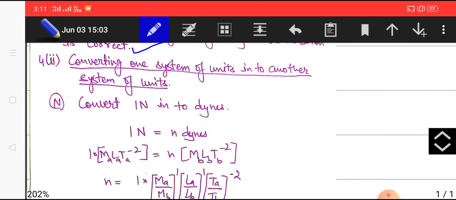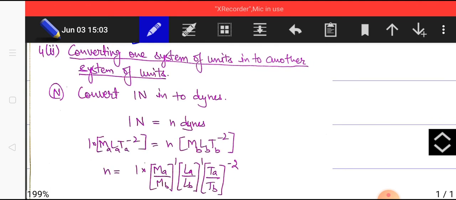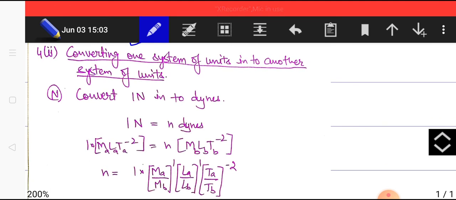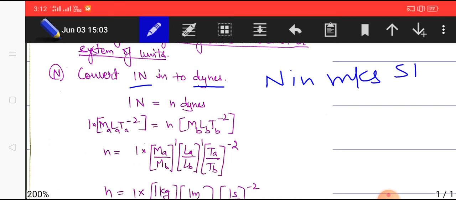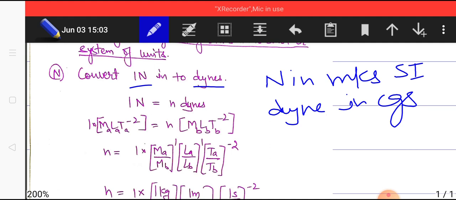There are so many examples in Pradeep's book. Let us discuss converting one system of units into another system of units. Converting 1 Newton into dynes. We know that Newton is the unit of force in MKS system, or we can say SI system, and dyne is the unit of force in CGS system. CGS is centimeter gram second, MKS is meter kilogram second.